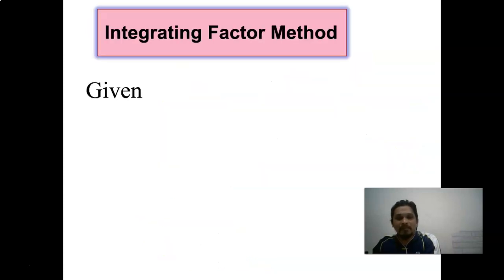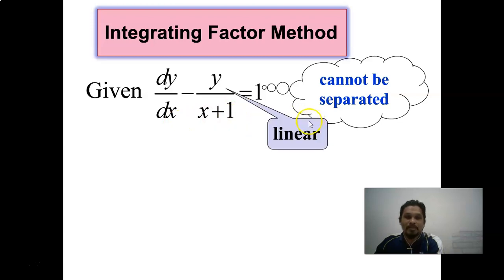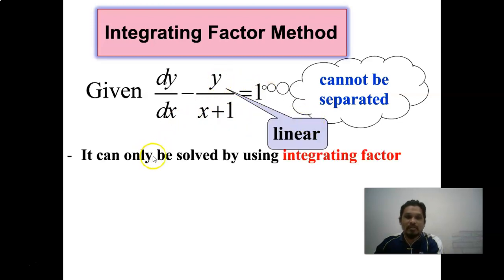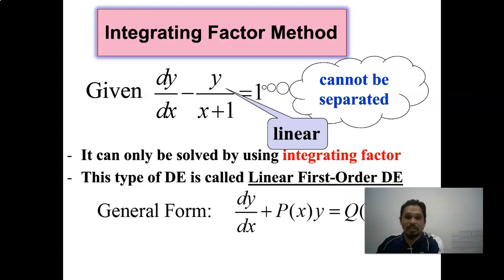Okay, integrating factor method. Given that dy dx minus y equal to 1, we cannot separate y on the left side and x on the other side. So it's a linear equation, so it can be solved using the integrating factor. It's called a linear first order differential equation.